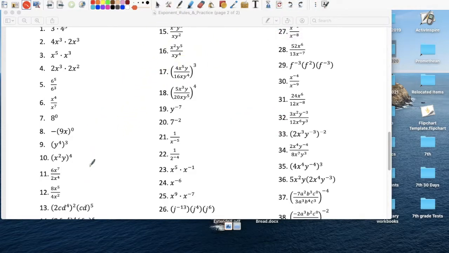12. So again, 8, 4, x5, x2. 8 and 4 becomes 2. As far as the x's go, there's 2 x's at the bottom, 5 x's at the top. So when you cross them out, you're left with 3 x's, or x cubed, on the top. Final answer.